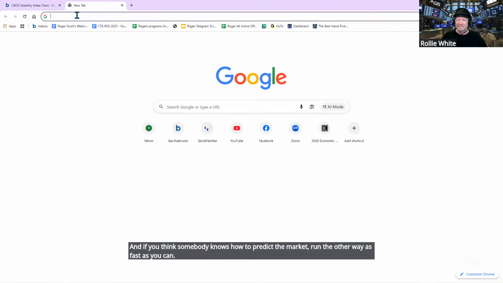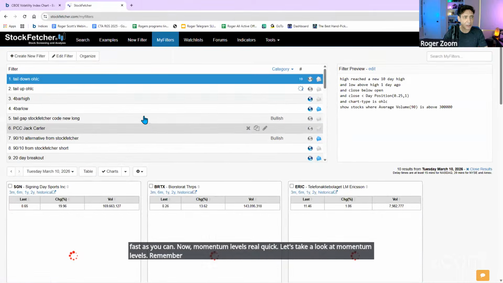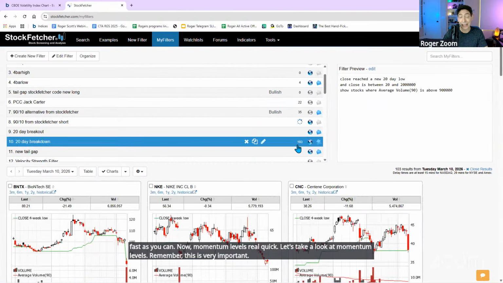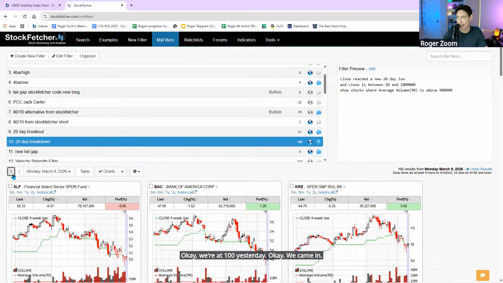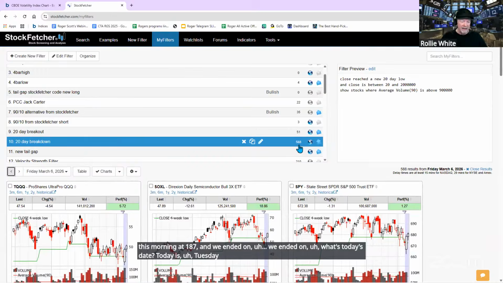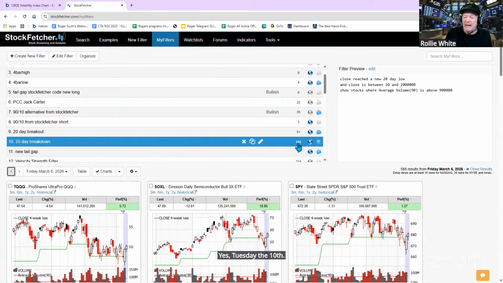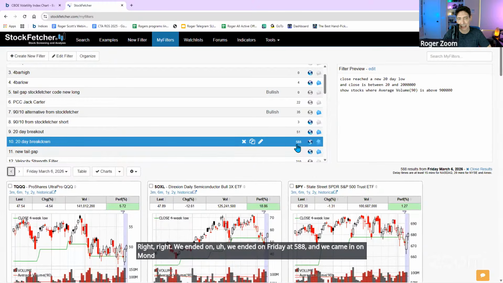Now, momentum levels, real quick. Let's take a look at momentum levels. Remember, this is very important. We were at 100 yesterday, and we came in this morning at 187. Today is Tuesday the 10th. We ended on Friday at 588, and we came in on Monday, and I told you guys, I don't think this level will sustain itself. It went all the way down to 700 something. I kept posting it on top.